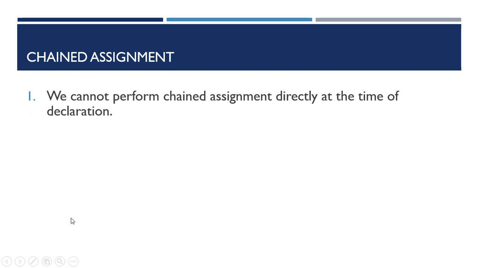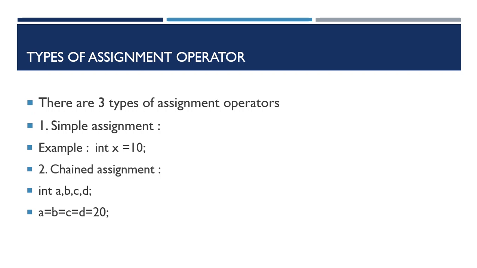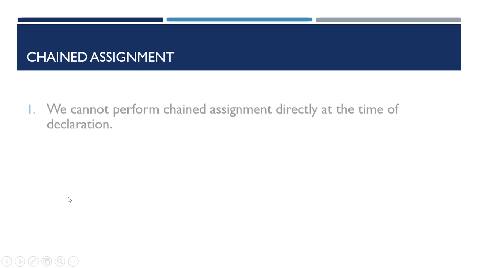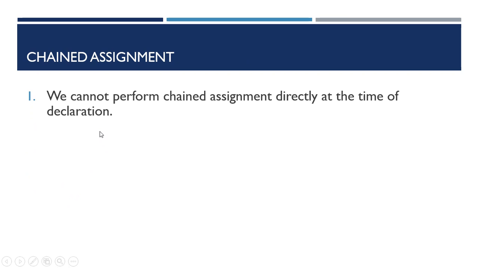Chain assignment has one rule that we always have to follow. In the previous example, you can see that before performing chain assignment, we declared all the variables. But if we try to assign a value at the time of declaration in the form of chain assignment, then it is not a valid statement. We cannot perform chain assignment directly at the time of declaration.